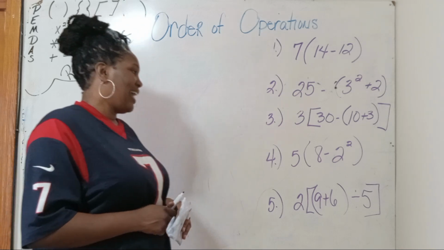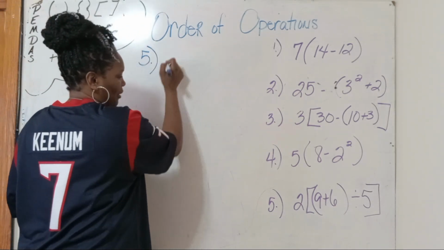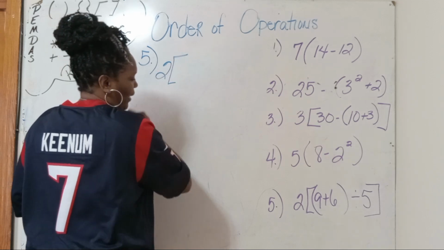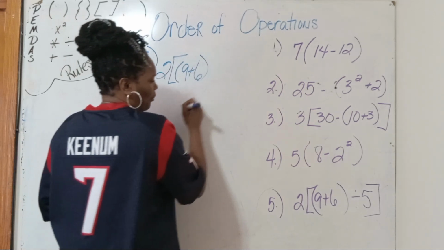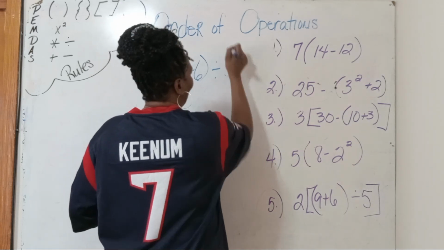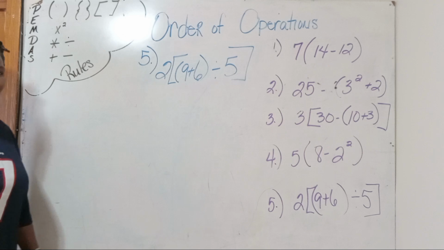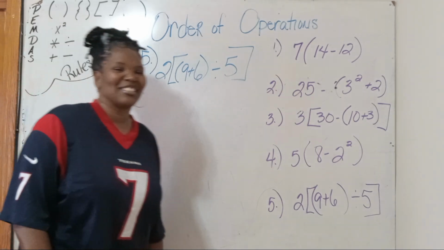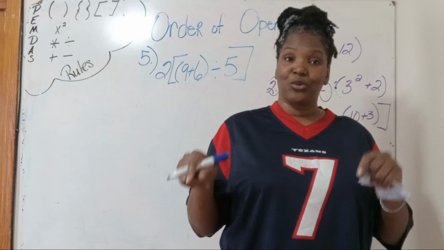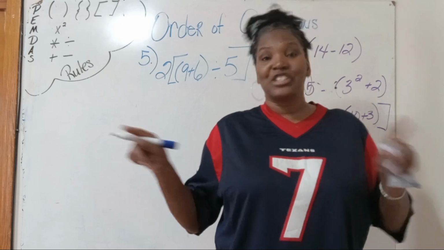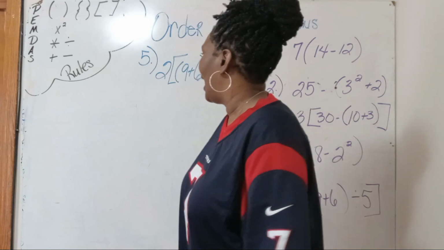All right. Last and final problem. Here we go. 2 open brackets, 9 plus 6 close parentheses, divided by 5, close brackets. Miss Wilson, man, that's a lot. It's not a lot. It is, but it isn't. Because guess what? We are just going to follow the rules. The rules of math never change. All I've got to do is follow the rules and I'm going to come up with the right answer. All right, so here we go.